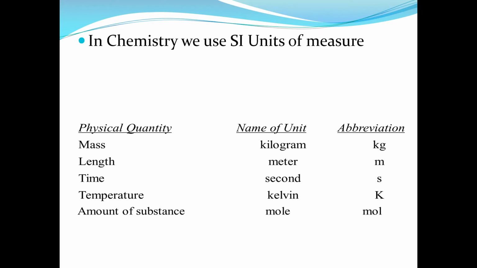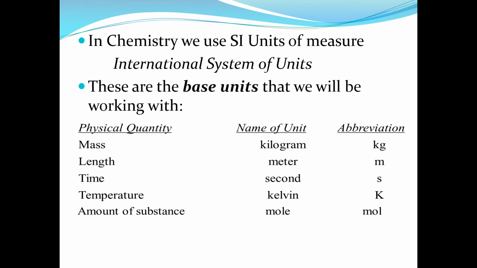So in chemistry, we'll use the SI units of measurement, the International System of Units. These are the base units that we will work with. We have mass, which is in kilograms, abbreviated kg. Length, which will be the meter. Time will be seconds. Temperature, Kelvin, and amount of substance, mole.